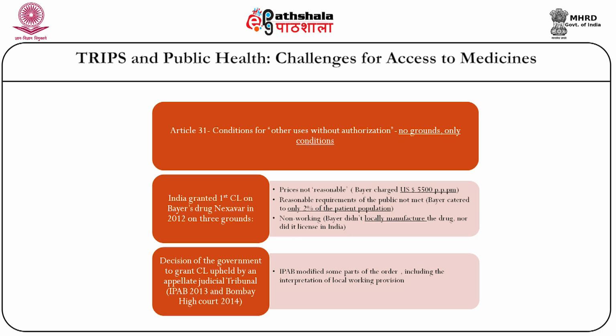IPAB modified some parts of the order, which included, among other things, interpretation of the provision on local working, wherein the IPAB specifically said that one of the ways in which local manufacturing may not be complied with is by exclusively importing the product. But if reasonable steps can be taken, and if the patent holder shows that he had actually taken reasonable measures to manufacture the product, then such consideration can be taken, and the patent may thus not be compulsory licensed on this particular ground.